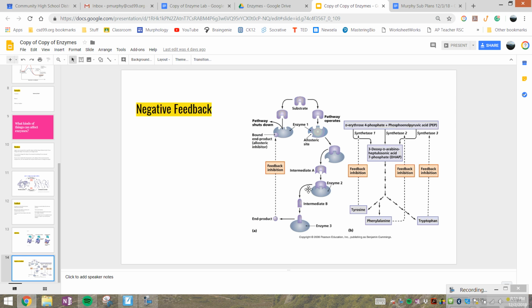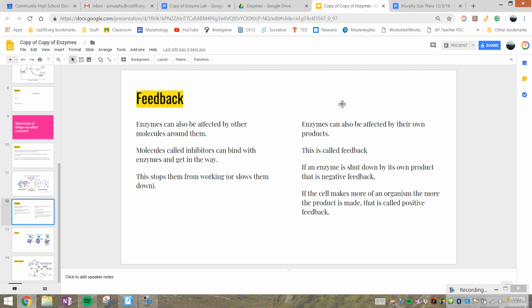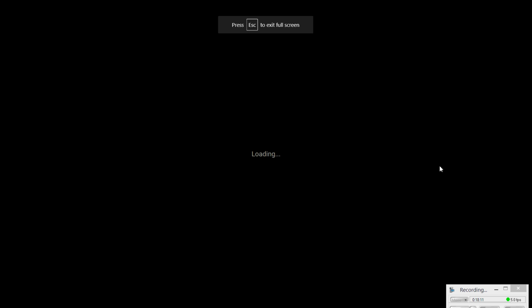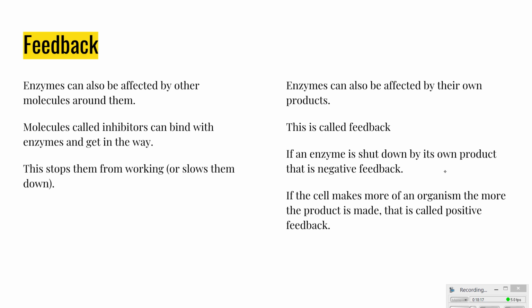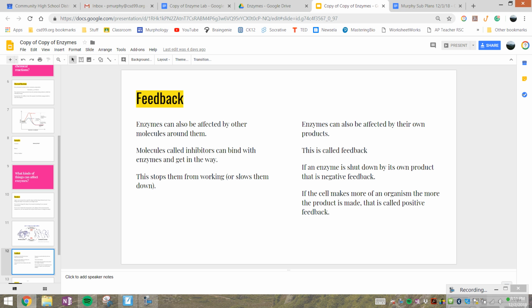I know it's not what this slide was, but I think that's actually going to serve us a little better here. So to finish this off, feedback is just that. The products of the reaction shut down the making of more of that product. And we didn't actually go over an example of positive feedback, but we can talk more about that maybe when I get back. Negative feedback here is going to be the important one to focus on, especially for our lab.